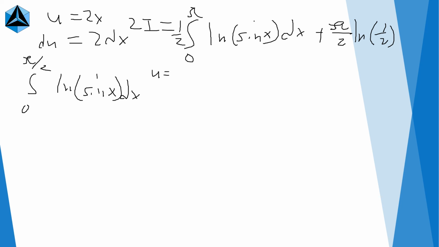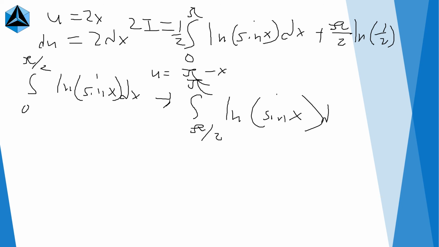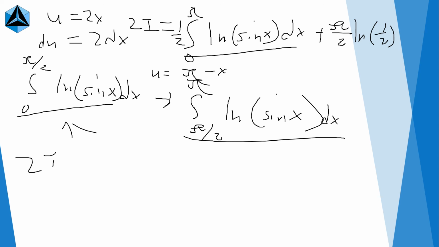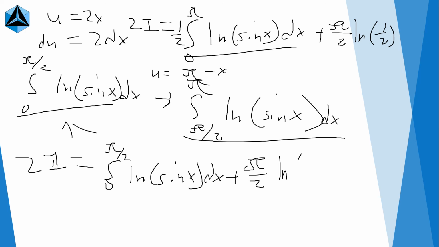if we let u equal pi minus x, sorry, not pi over 2, just pi minus x, then we can show that this whole thing becomes simply the integral from pi over 2 to pi of the natural log of sine of x dx. And if these two are equal, then when we add them together, this is equal to 1/2 of this expression. So we can say that 2I is equal to the integral from 0 to pi over 2 of the natural log of sine of x dx plus pi over 2 natural log of 1/2.